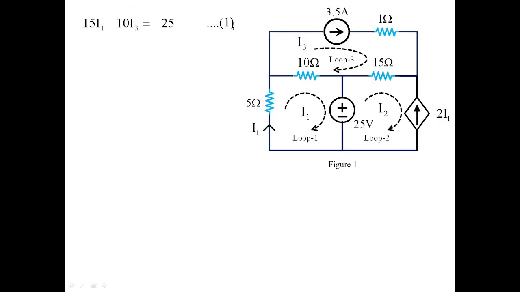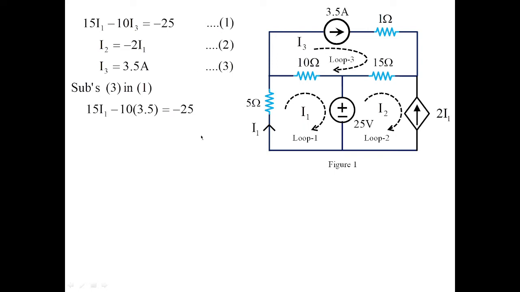After getting equation 1, I am concentrating on loop 2. Fortunately, 2I1 is a dependent current source whose direction is opposite to the loop current I2. So that is why here I2 is equal to minus 2I1. When you look at loop 3, I3 and the direction of the current source are one and the same. So I3 is equal to 3.5 amperes. With these three equations, we can get the values of I1, I2 and I3. So substituting 3 in 1, I'm going to get the value of I1 which is 0.6667 amperes. Remember this value, we have to cross check it with method 2, that is applying node analysis.